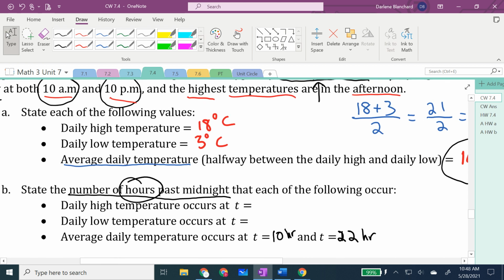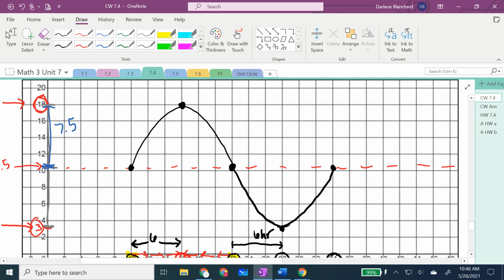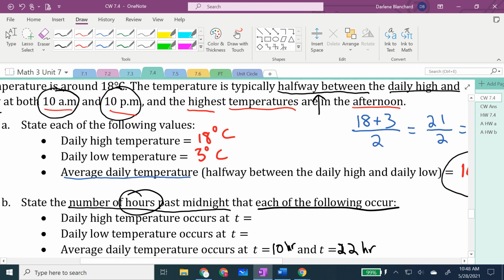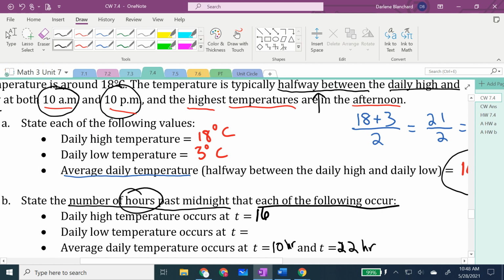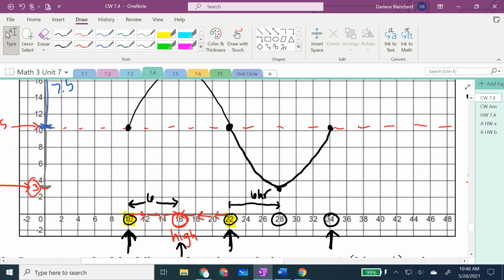So this is now saying state the number of hours past midnight that each of the following occur. A daily high temperature, we found that to occur at 16 hours after midnight. The daily low temperature, you can either see that as occurring at time 28, or you may have found an earlier time that it happened.